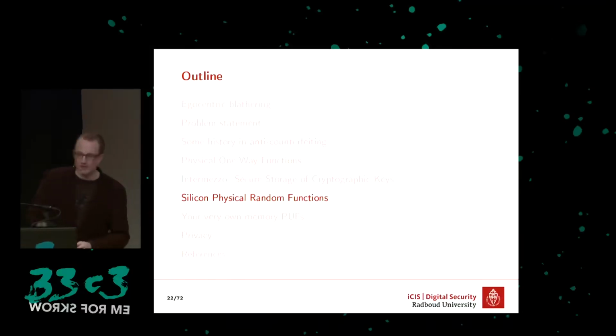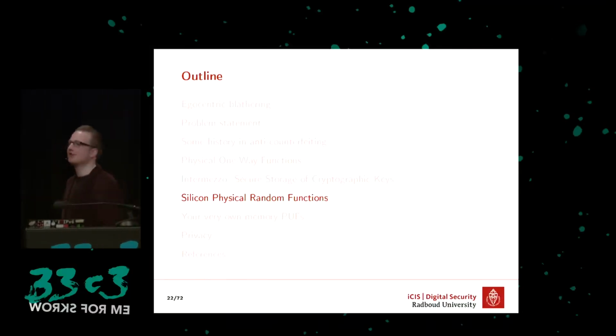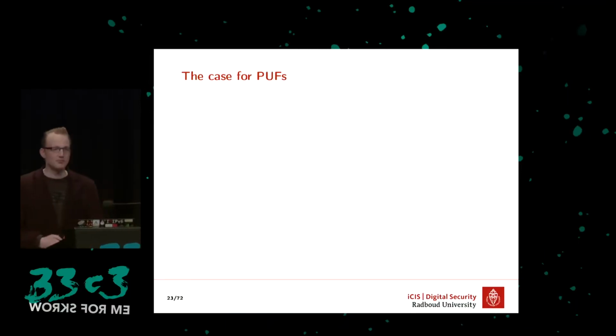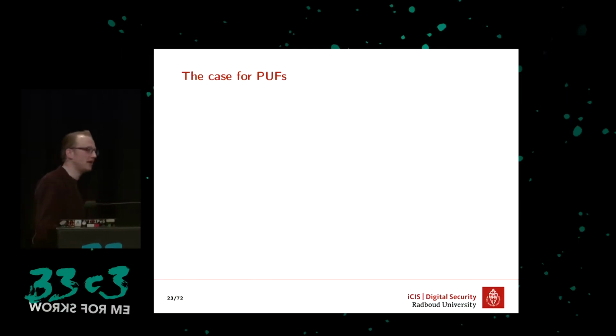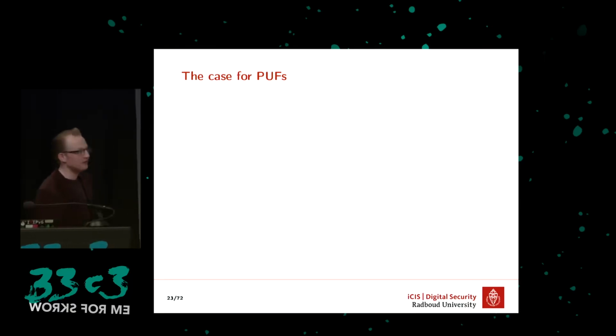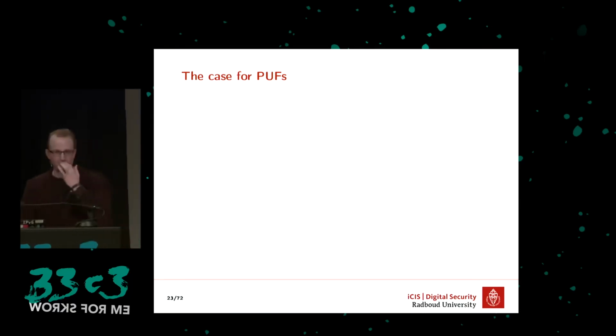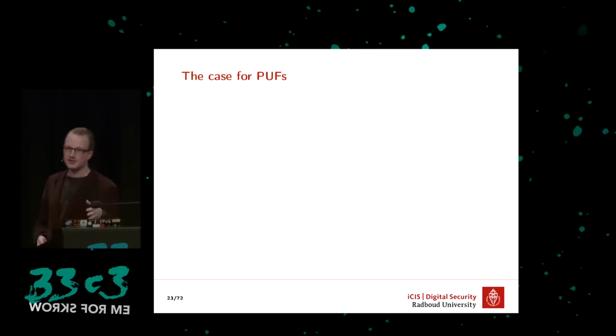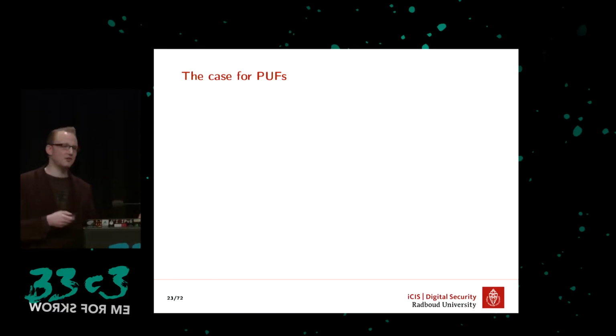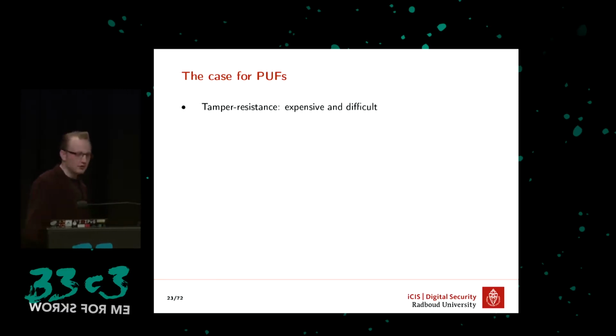Now, this is the first name for PUFs: silicon physical random functions. But they already knew that PRF might have some three-letter acronym clashes with pseudo-random functions, so they decided to go for physical unclonable functions. There's an interesting discussion going on whether it should be physical or physically. Not going into that. So the idea is tamper resistance in general is expensive, is difficult. Let's look at a different approach.